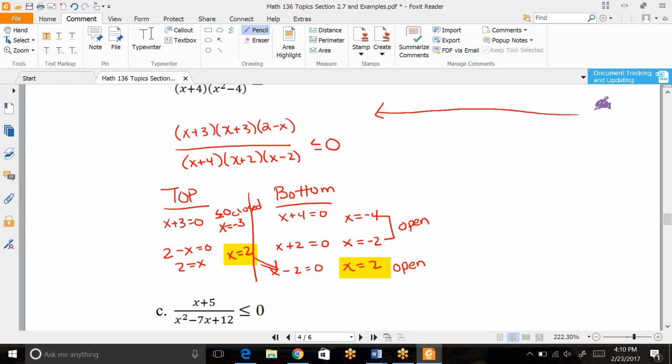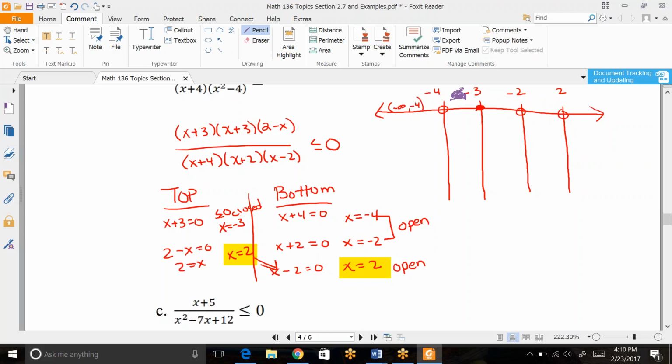So my smallest critical value of all is -4, then -3, then -2, and then +2. The only one that is closed is -3. Everything else either was in a denominator or showed up in a denominator and on top as well. So this would be -infinity to -4 with parentheses, -4 with a parenthesis to -3 with a bracket, -3 with a bracket to -2 with a parenthesis, -2 to 2 both with parentheses, and 2 to infinity with parentheses.